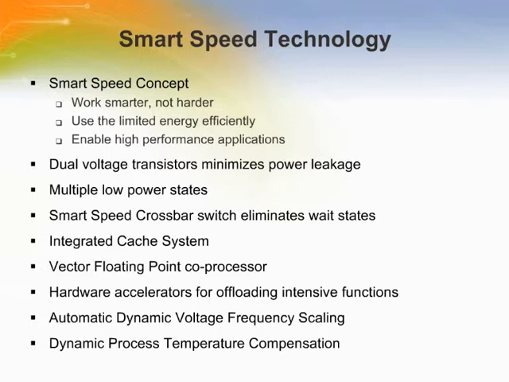This is done through design techniques such as using dual voltage transistors, through architectural features such as integrated cache, vector floating point coprocessor and hardware accelerators, and then through power management advantages like dynamic voltage and frequency scaling and dynamic process temperature compensation. The i.MX31 works smarter and not harder by utilizing the CPU and specialized execution units in the most efficient way. Multiple levels of parallelism dramatically reduce the system cycles per instruction and system power.